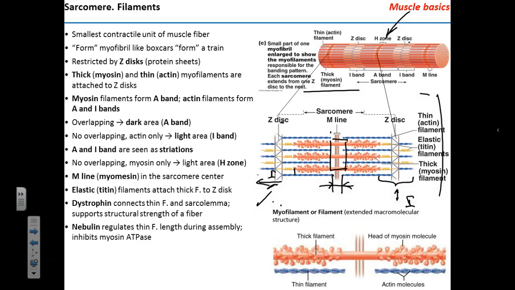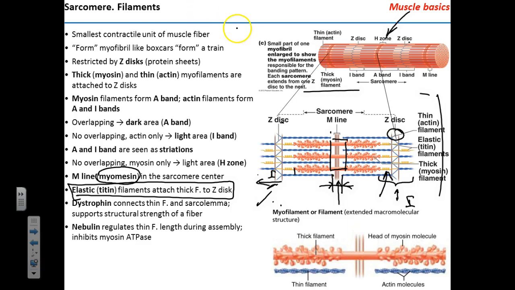In the center of the H zone is the M line. It connects different myosin filaments, and the M line consists of the protein called myomesin. It holds the filaments together. Now, actin filaments, as I mentioned, are connected directly to Z discs. Myosin filaments are connected via elastic filaments that consist of the protein titin. Does that make sense?